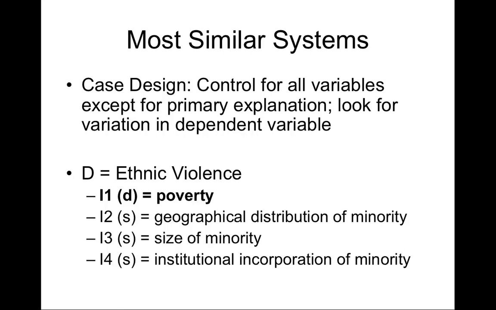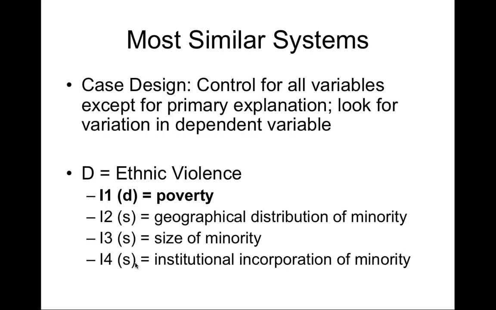With respect to the second independent variable, I2, the geographical distribution of the minority, they live largely in the countryside in both France and Germany. The size of the minority, I3, is about 15% of the population in both of them. I'm just making this up, but I've done my homework, and these are cases that are quite similar, let's suppose. With respect to I4, let's say that both of them allow for some sort of incorporation. They have special seats for them in Parliament, for example.